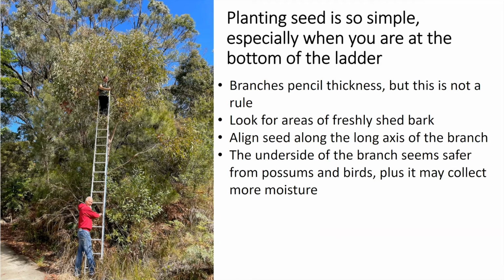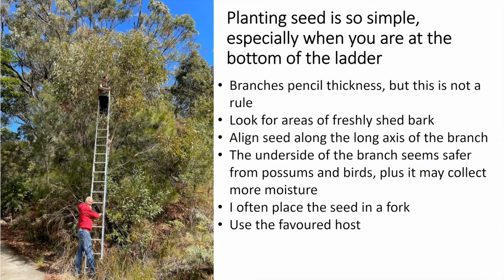I use the favoured hosts. You read the book and it says this mistletoe has been found growing on trees in 10 families, 100 different species. I've tried that. It really doesn't work that well. If it's growing on a smooth bark eucalypt, put it on a smooth bark eucalypt. If it's growing on a casuarina, put it on a casuarina. Acacia, put it on acacia. You'll have much more success that way. But you can look for universal hosts.